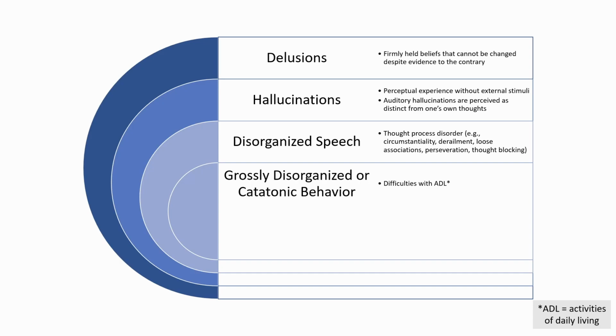In order for a patient to qualify for the catatonia specifier of schizophrenia, they must have at least 3 of the 12 symptoms from the catatonia criteria, which are not discussed here. The patient may also have difficulties with activities of daily living due to disorganized or catatonic behavior.